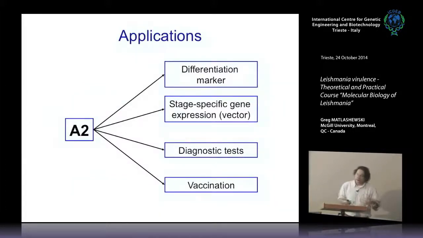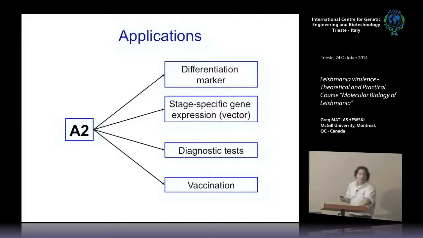So what are some of the applications for A2? Well, people like to use it as a differentiation marker when you grow your amastigotes axenically and you want to say they're axenic amastigotes, you should see A2. It tells you you've got a difference between promastigotes and amastigotes. You can use it to develop a plasmid to express other genes, and we have the A2 3' sequence and 5' sequence, and we use this as our backbone plasmid to express genes in Leishmania. Potential to use it as a diagnostic test because most people produce antibodies against it.